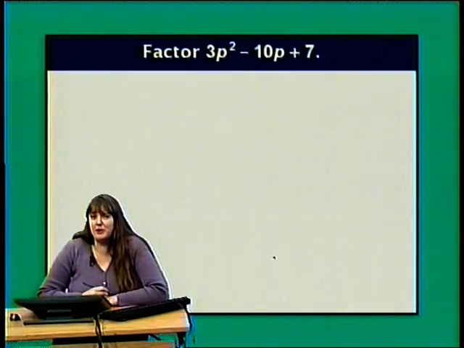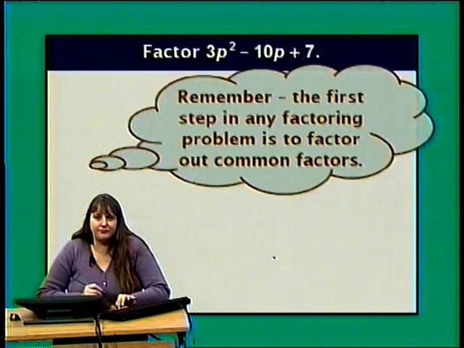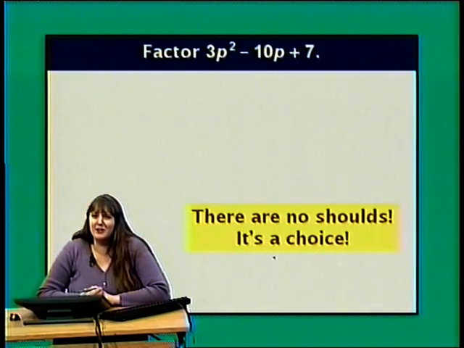Now let's factor 3p squared minus 10p plus 7. Remember, the first step in factoring any problem is to factor out common factors. I don't see any common factors other than 1. You might be thinking now, should I guess and check, or should I use grouping? I've talked about both of these techniques. Well, there really aren't any shoulds.